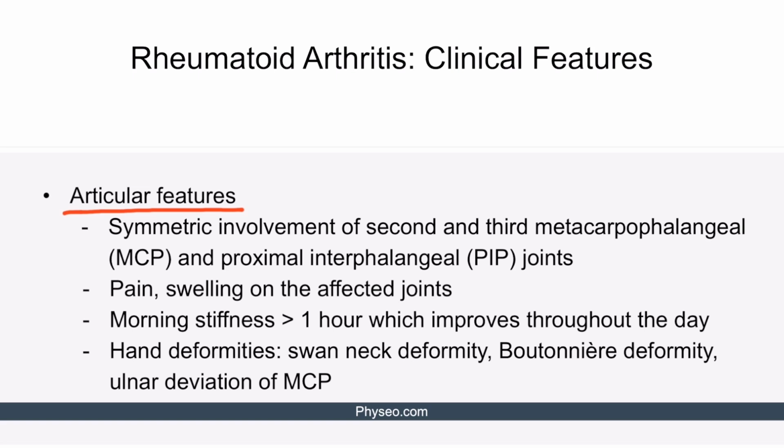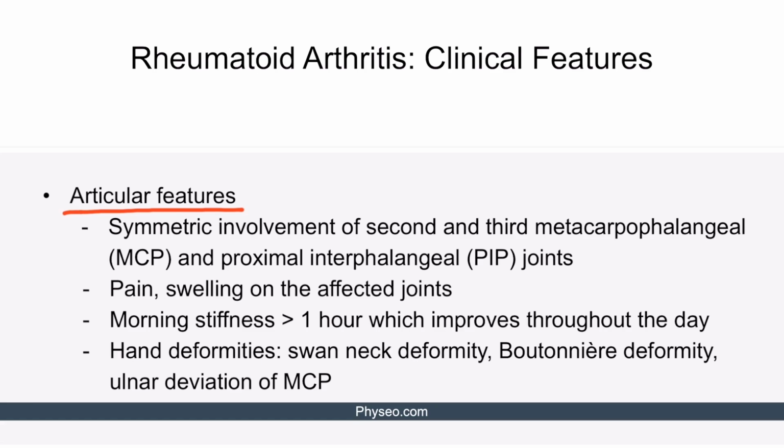Patients also present with morning stiffness or rigidity for more than 1 hour. This morning stiffness occurs after a prolonged period of inactivity and improves throughout the day. There are some classical hand deformities shown by this disease. They include swan neck deformity, boutonniere deformity, and ulnar deviation of the metacarpophalangeal joints.